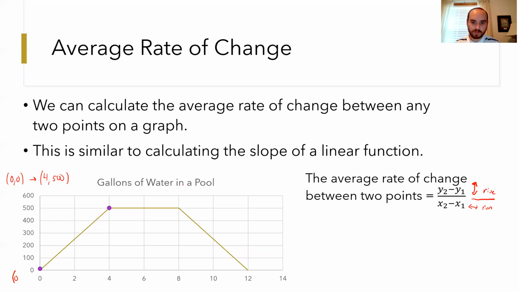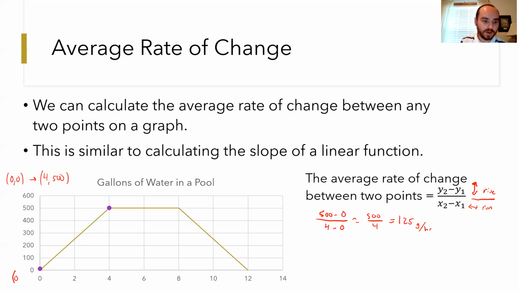So if we plug that into our formula, our y2 is 500 minus our y1, which is 0, divided by 4 for our x2 minus 0 again. That equals 500 over 4, or 125 gallons per hour in this case. So that's our average rate of change from those 2 points.